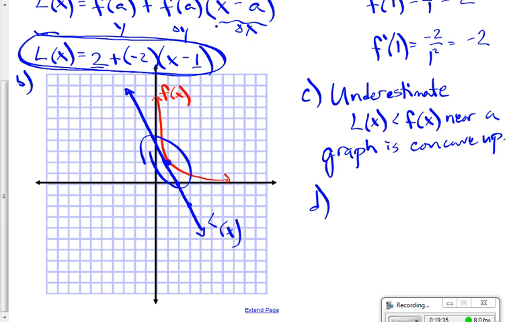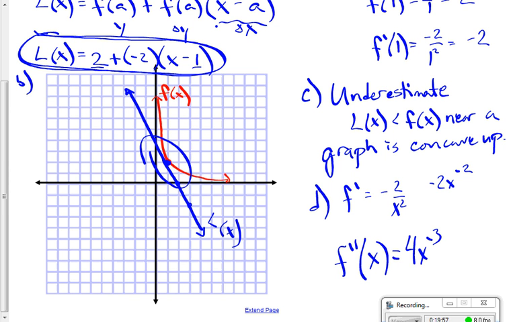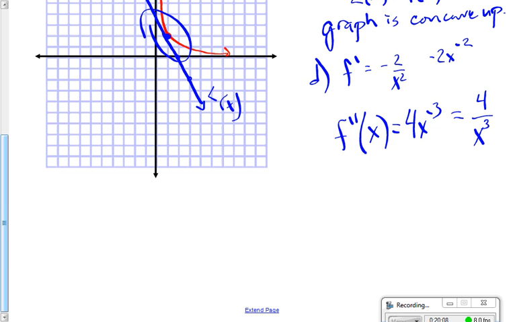Part D says compute f double prime of a. My goodness, f prime was negative 2 over x squared, right? So f double prime of x is the derivative of negative 2x to the negative 2, so that's 4x to the negative 3 using power rule. So the double derivative is 4 over x cubed. And we care about x equals 1, right? a equals 1. F double prime of 1 is 4 over 1 cubed, which is 4.